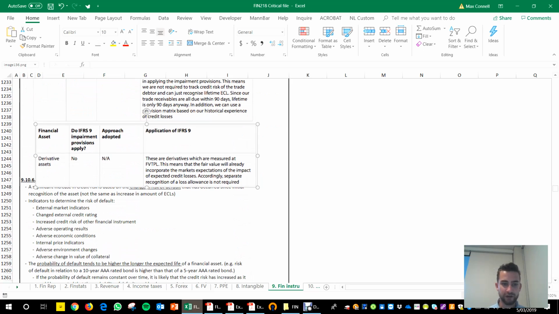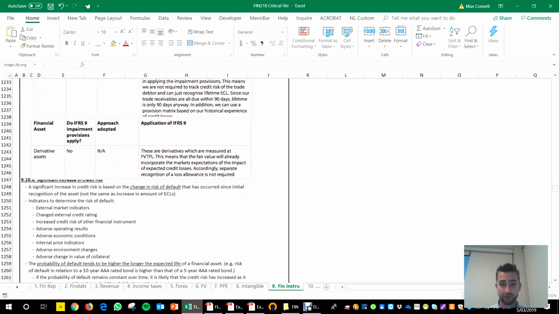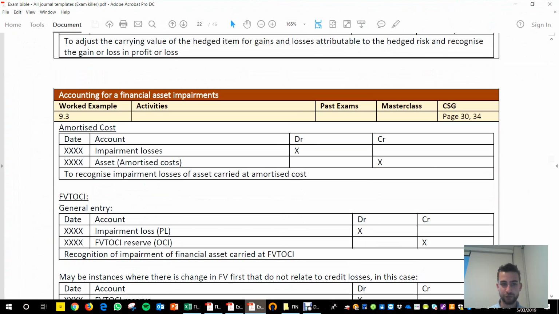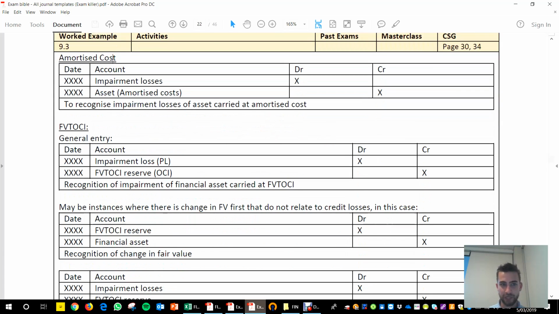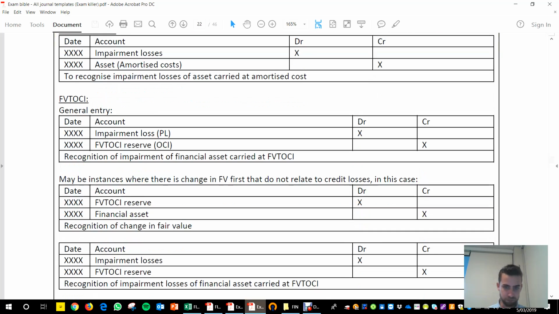Generally, in theory, it's not too difficult, especially when you're applying the journals. If you have a look at the journals here, it's a very simple journal. Once we calculate what the impairment loss is going to be, it's purely just credit asset and debit impairment loss. That's if it's held at amortized cost, for example, trade debtors. If it's held through fair value through other comprehensive income, the way we would do that is debit impairment loss through the P&L and credit the fair value through other comprehensive income reserve.